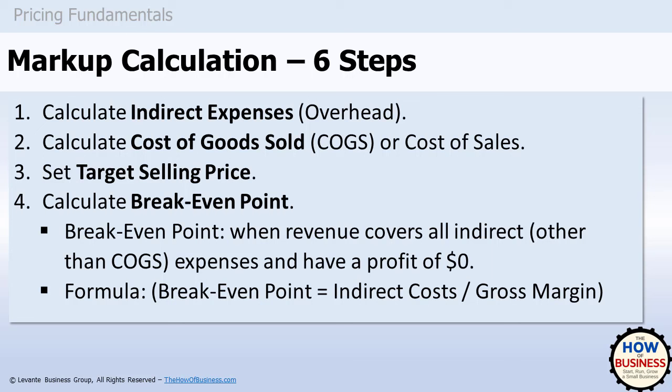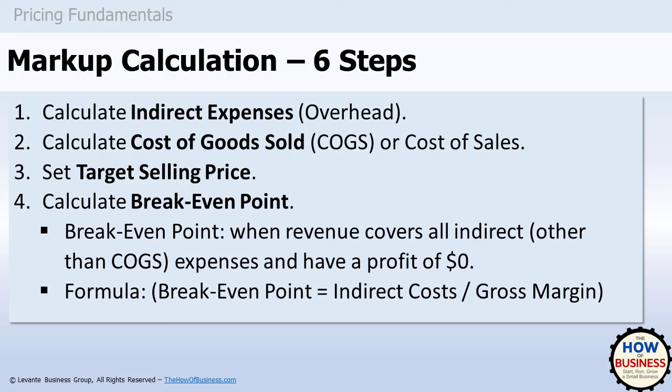So the first step is to calculate what we call indirect expenses or overhead. Everything else on your P&L, all of those other expenses other than cost of goods sold. So everything that's not directly related to the raw materials or components that go into your product, or perhaps even your direct services efforts, so your direct labor also can be included in cost of goods sold. But all of that is what we've got to look at first.